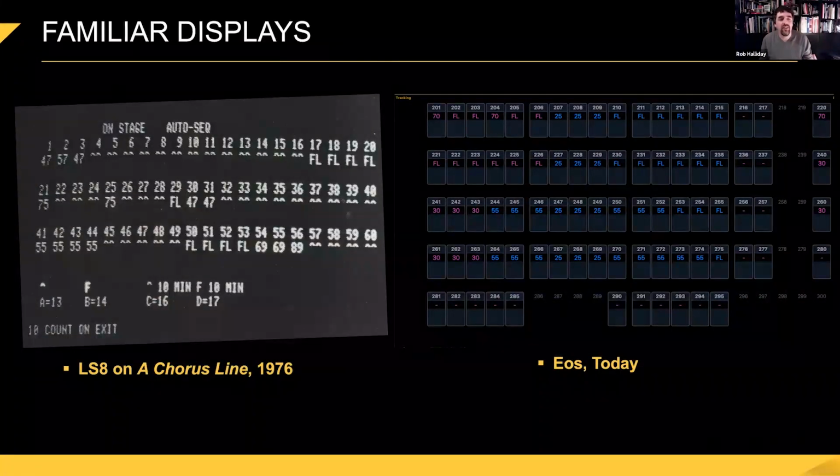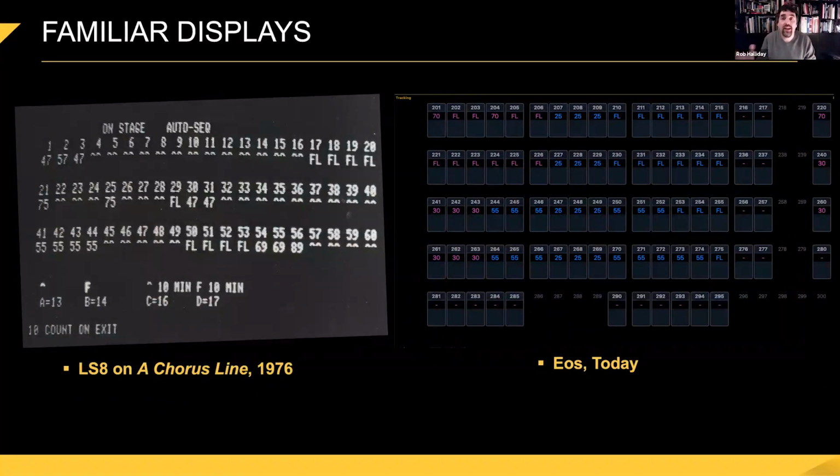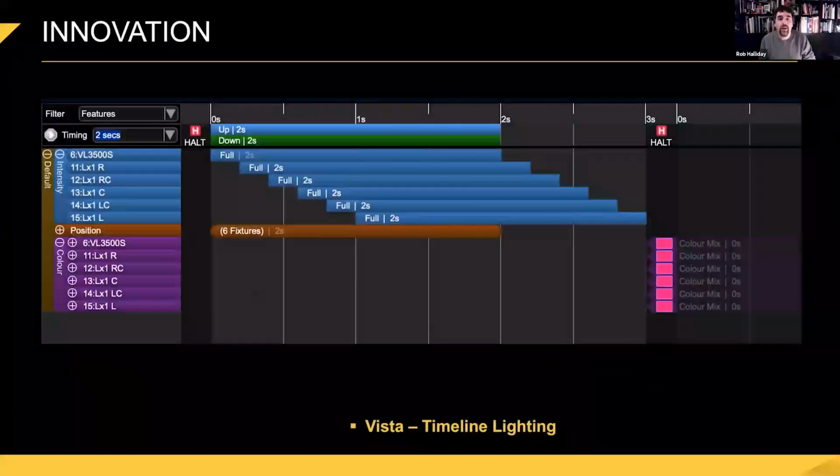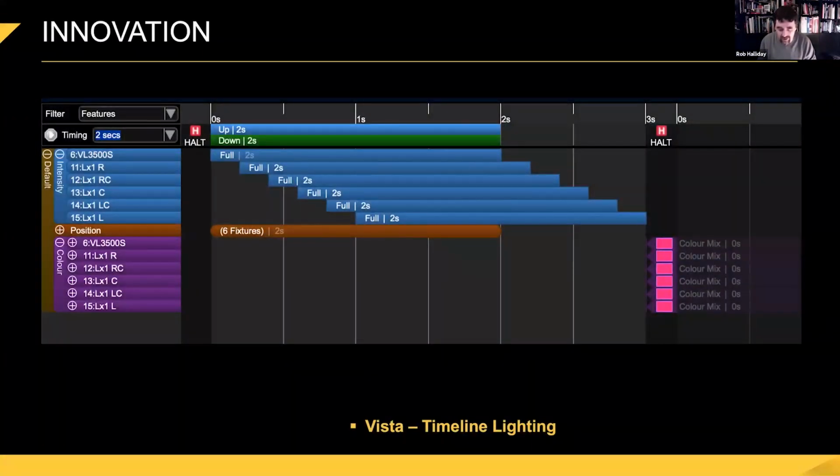Whereas it's very interesting that the channel display on any console, but this is an EOS as an example, isn't really very different from the channel display for the LS8, the memory desk that ran A Chorus Line in 1976. You know, it's channel numbers and levels, and okay, now we've got color and boxes, but actually there's not really very much difference.